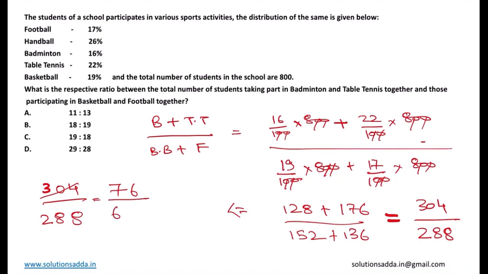4 6s are 24, 4 7s are 28, 4 2s are 18, 76 upon 72. Again while cancelling with 4, it comes to 4 1s are 4, 4 9s are 36, 4 1s are 4, 4 8s are 32. Hence the final ratio between number of students taking part in badminton and table tennis to that of basketball and football together is 19:18. Hence the correct answer is option C, 19:18.